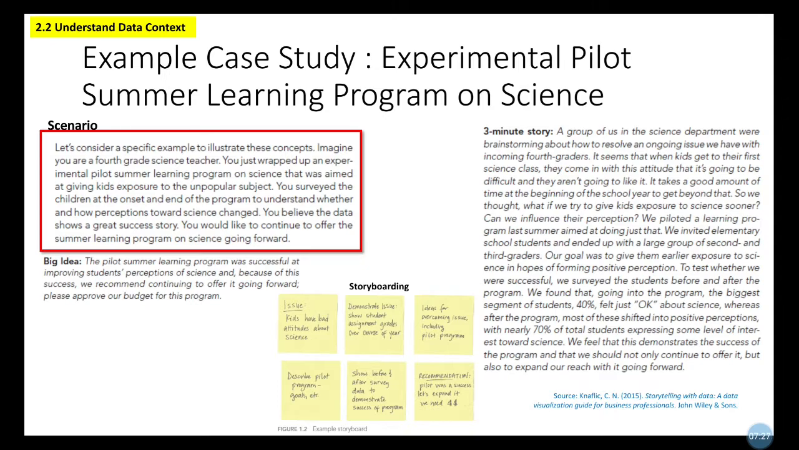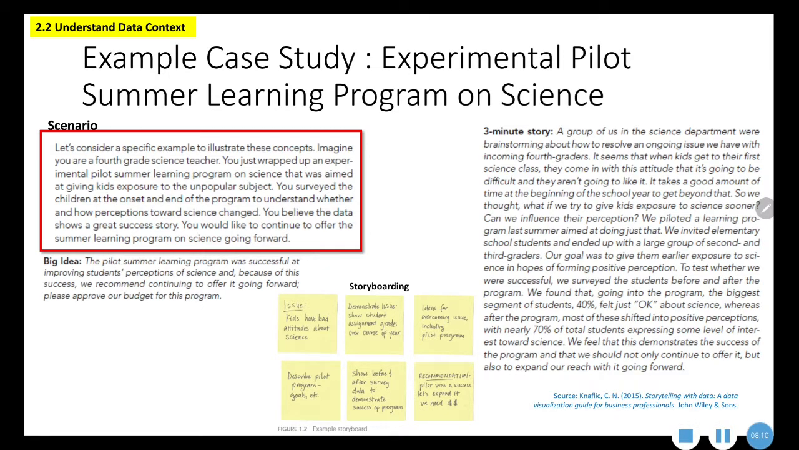This is a case study on how we can see the implementation of the three different techniques. This is a scenario. The case study is about an experimental pilot summer learning program on science subjects. You can read this. These are the three techniques that are used to help the analysts come out with the right understanding of the data context in order to produce the right visualization.